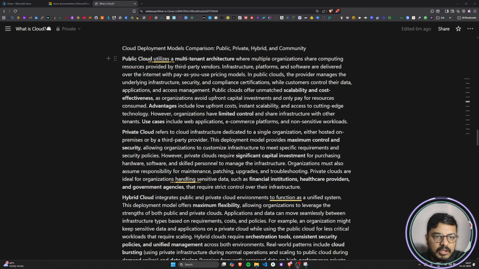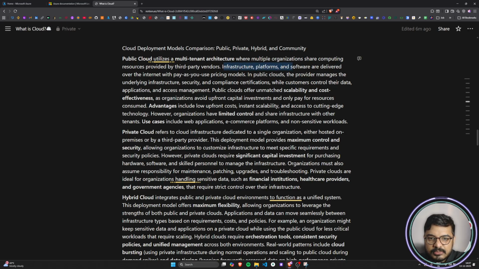Now if I talk about the public cloud, it utilizes a multi-tenant architecture where multiple organizations share computing resources provided by third-party vendors. As I've already told you, AWS, Azure, and GCP are public cloud providers that share their resources with multiple organizations.